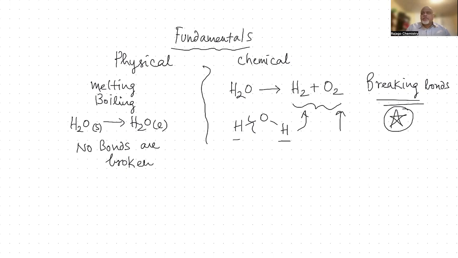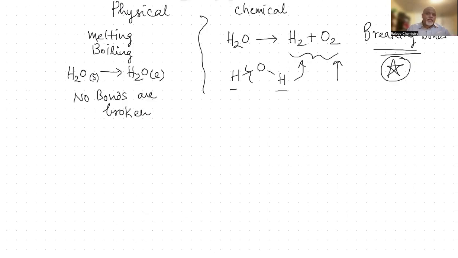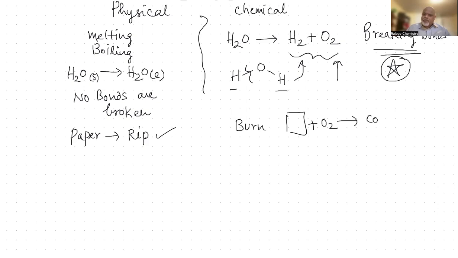But changes are also visible, right? So if you take a paper and you rip it off, this is just a physical change. But if you burn a paper, the paper is going to burn in oxygen, and then it's going to form carbon dioxide and impurities, right? So this is a chemical reaction.